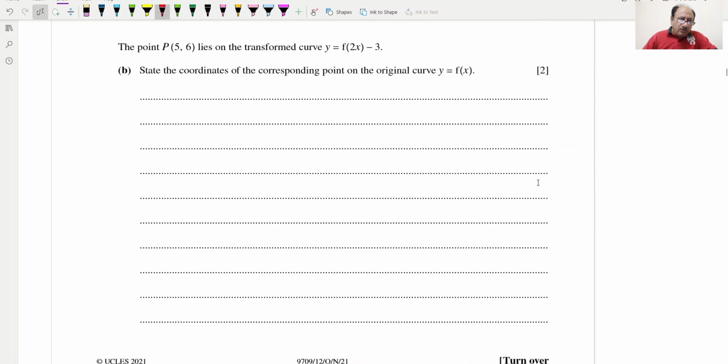This is done. Now part B says the point P, which is 5 and 6, lies on the transformed curve y is equal to f of 2x minus 3, and state the coordinates of the corresponding point on the original curve y is equal to f of x. So y is equal to f of x. So 5 will basically be divided by 2, and 6 will remain as it is.